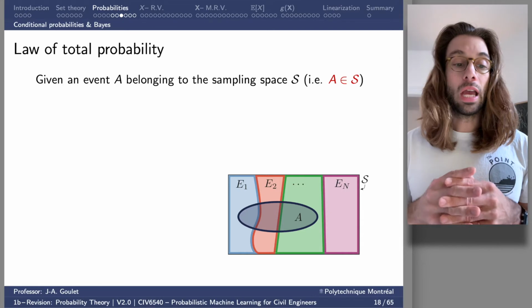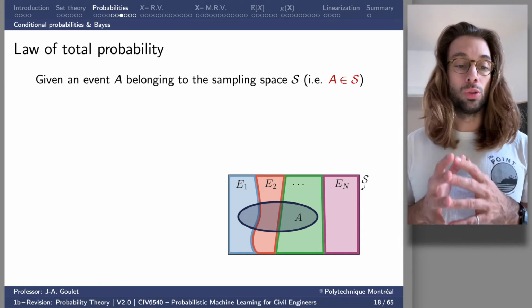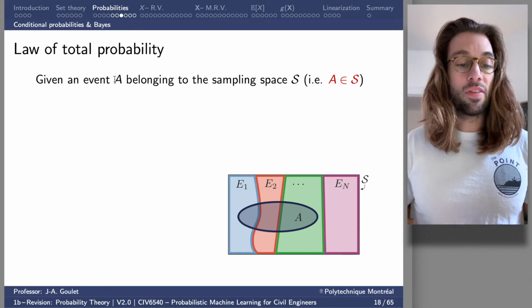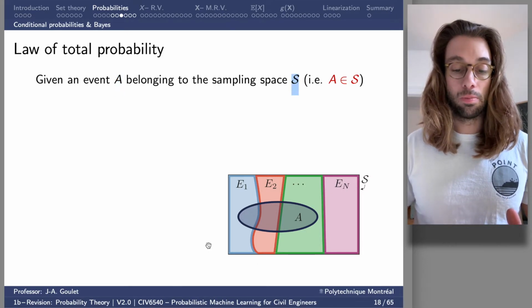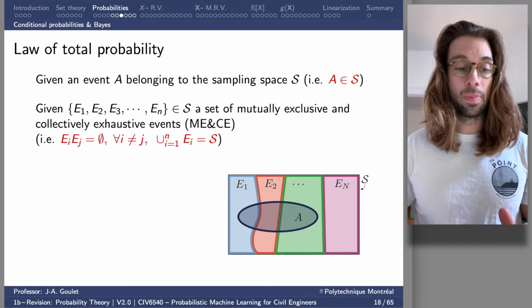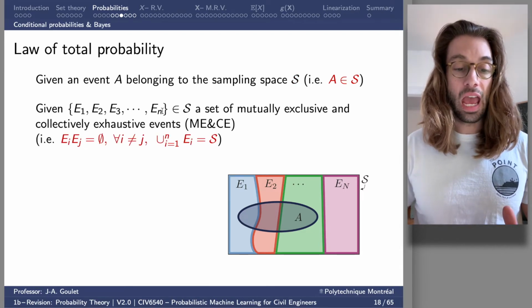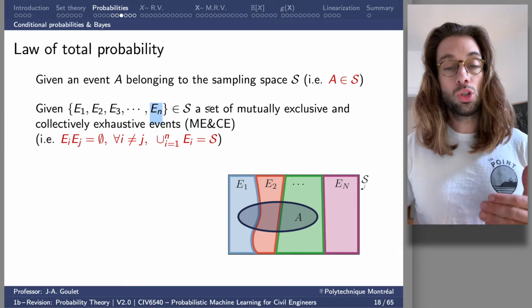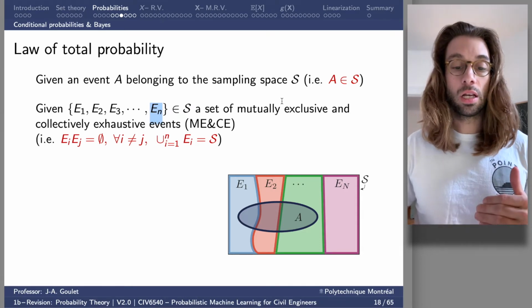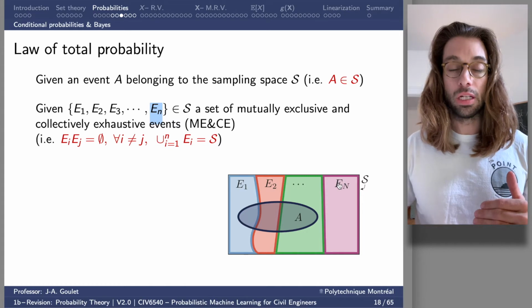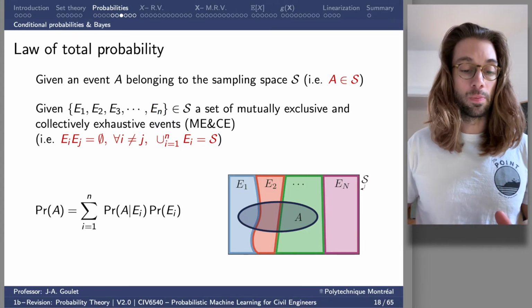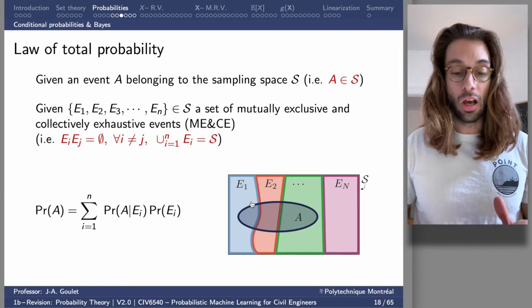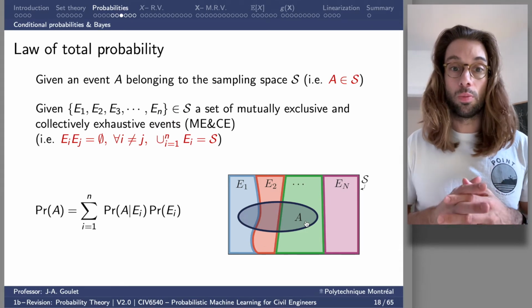Okay, let's look at what we call the law of total probability. So given we have an event A that belongs to the sampling space. So here the sampling space is my whole box. This blue circle is my event A. And given a set of n events that are mutually exclusive and collectively exhaustive, meaning I have no overlap between these events, and the union of all these events makes my sampling space. So we can define the probability of A using these conditional probabilities.